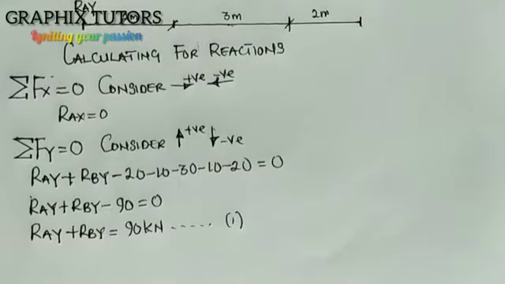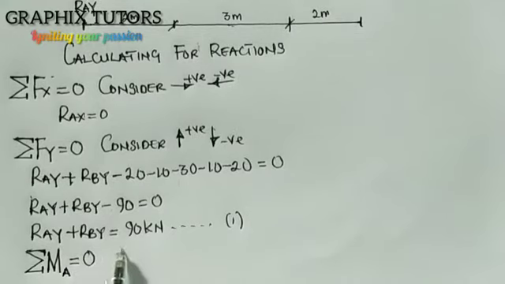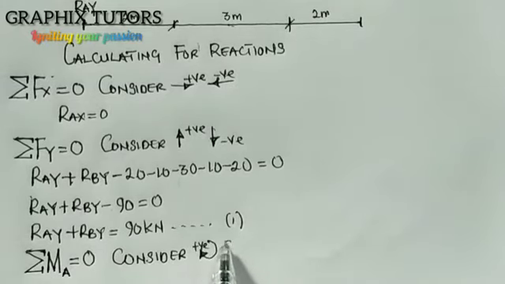Now, the third condition for equilibrium is that what? Summation of moment about any point. I'm choosing point A, so I'll put summation of moment about point A here, equals to what? 0. Now, I am going to consider clockwise moment to be what? Positive, and anti-clockwise moment to be what? Negative. Right?